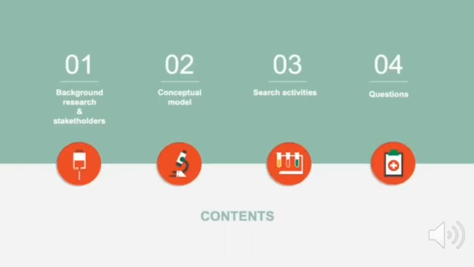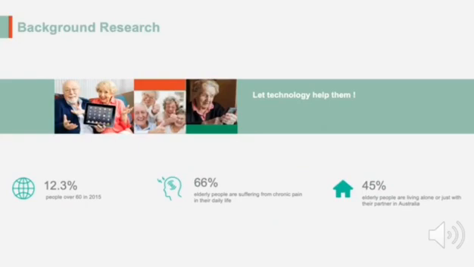Here is all the content we want to cover in this presentation. In our background research session, we found that there is an upward trend in aging population scale. Over 40% of elderly people are living alone in Australia. That proportion in the US is 29%. This rate is even higher in some Asian countries.